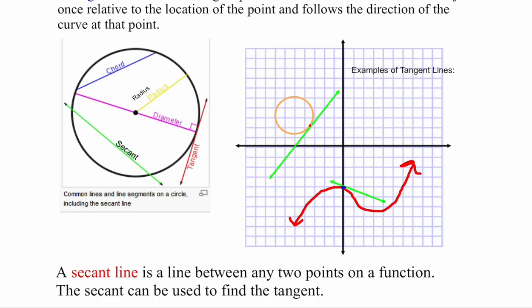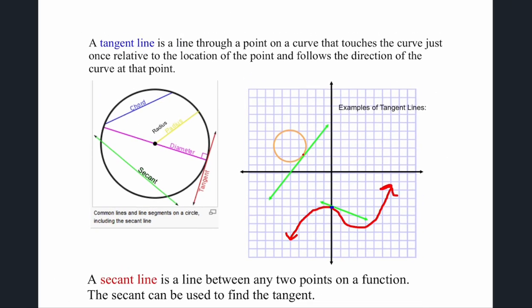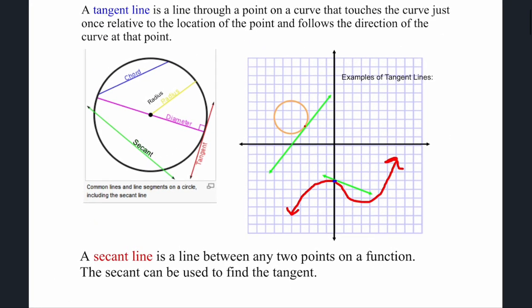So it's important to know that a tangent line is a line through a point on a curve that touches the curve just once relative to its location. So we only have one point we're taking into consideration. But if you look down here, a secant line is a line between any 2 points on a function. A secant can be used to find a tangent, but we're going to have to get a secant line that gets closer and closer and closer to approximating our tangent line.